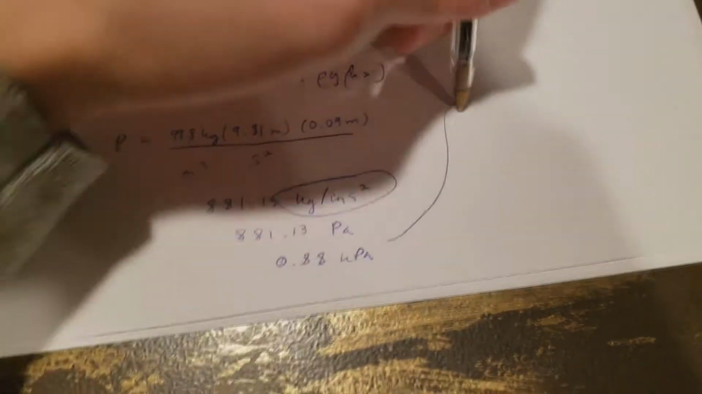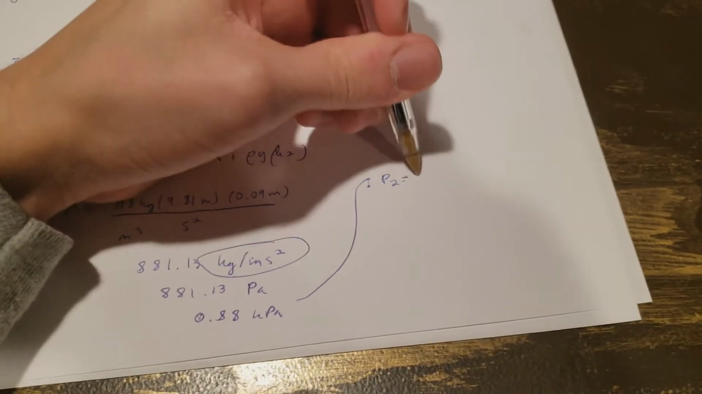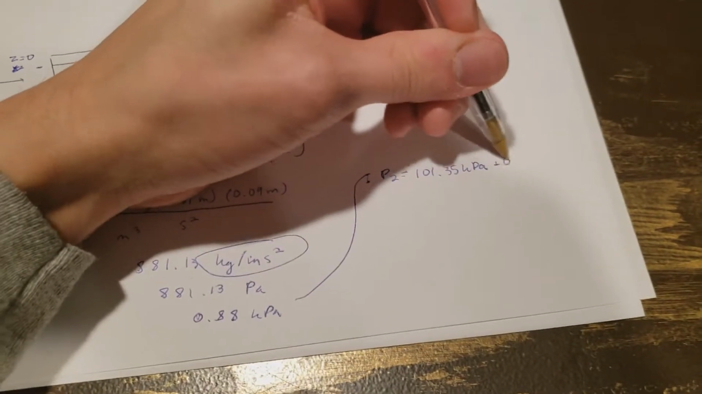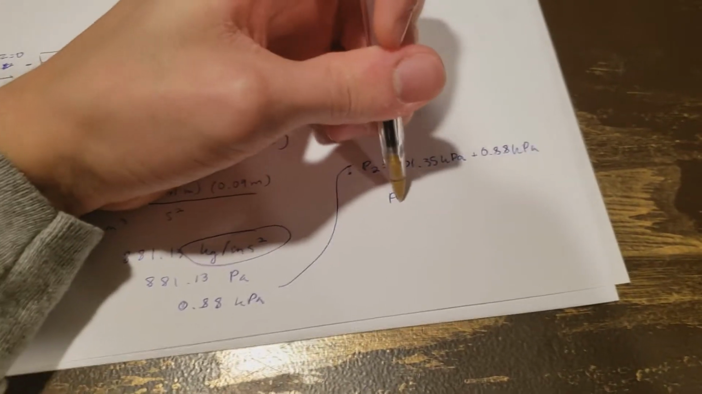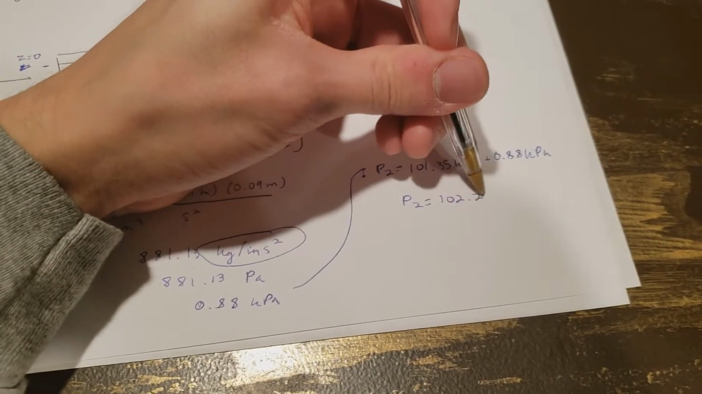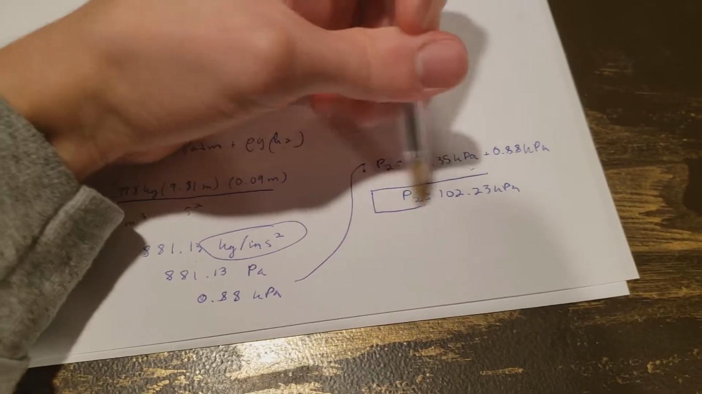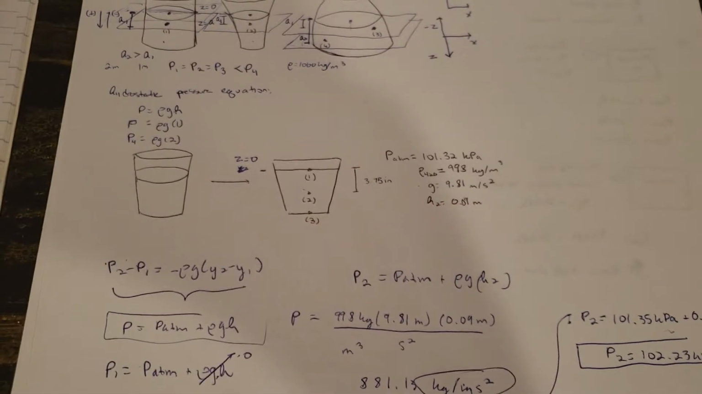So to find the absolute value, pressure 2 is just going to be equal to 101.35 kilopascals plus 0.88 kilopascals. So pressure 2 is equal to 123 kilopascals. You're literally just adding. So that is how you find the pressure inside a tank.